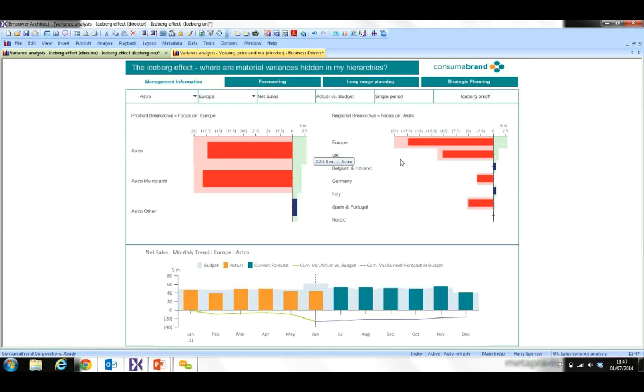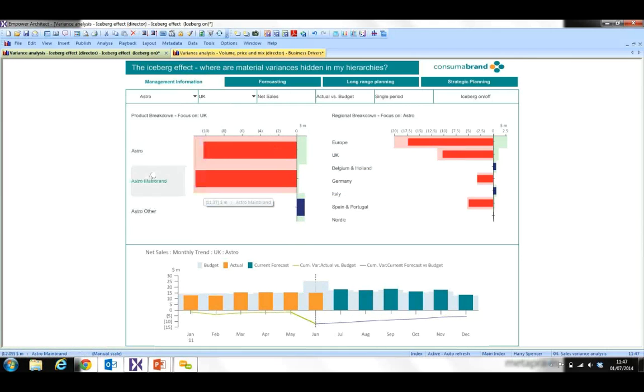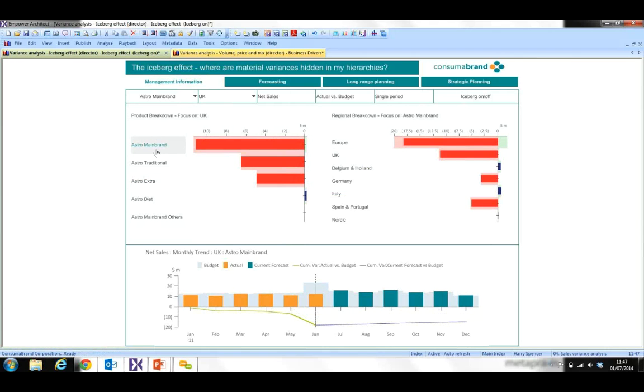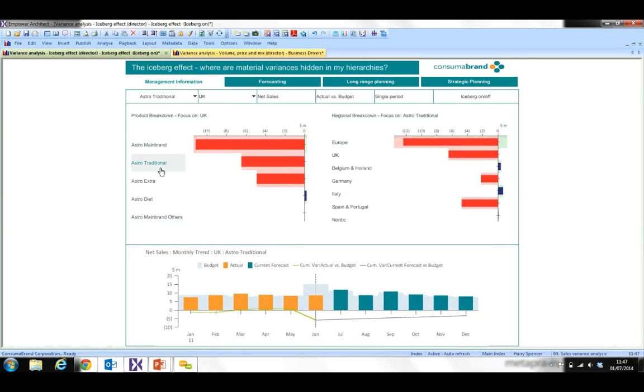So big problems in the UK. Take that further, drill down now into the brands within the UK, and I can take that as far as the data will let me go. So this idea of being able to spot variances that may be hidden by compensating favorable variances is quite powerful, used extensively by our consumer products clients.